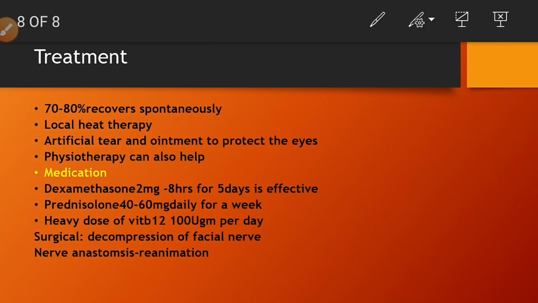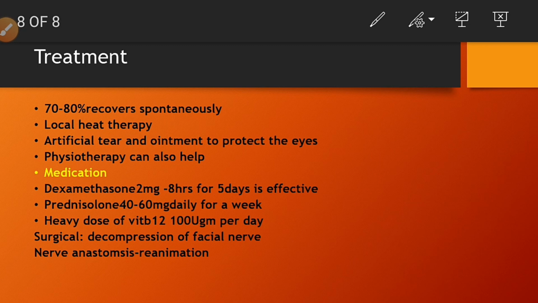Let's see the treatment of Bell's palsy. So 70 to 80% recover spontaneously without any treatment. And also local heat therapy provides some recovery. Also artificial tears and ointment can be used to protect the eyes. And physiotherapy can also help a lot to recover quickly.